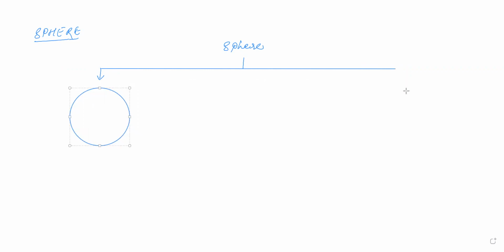What is your sphere? Sphere is of two types. Here, this is your first one, and this is your second one. Both of the spheres have charge, positive, and charge density sigma for this one and rho for this one.